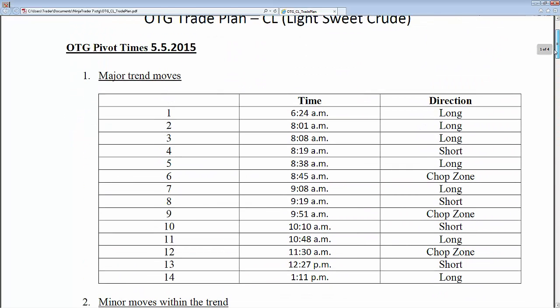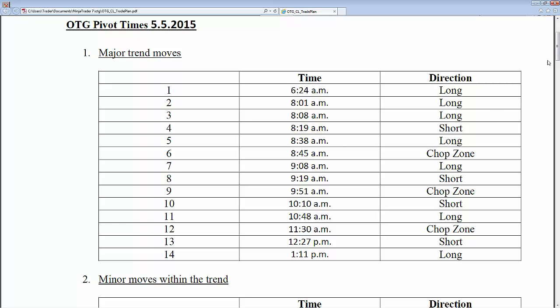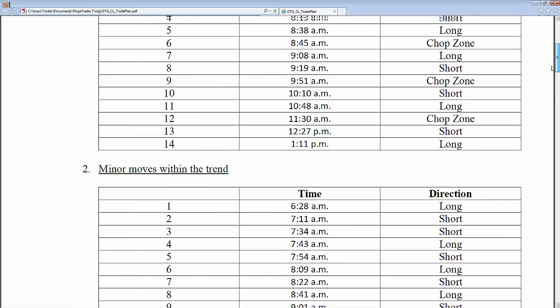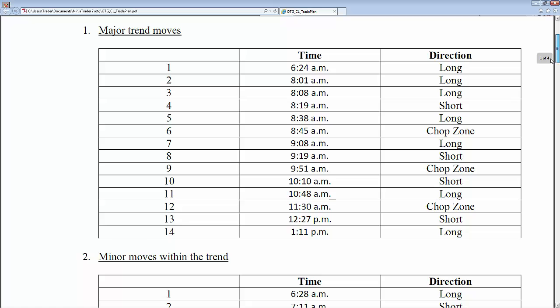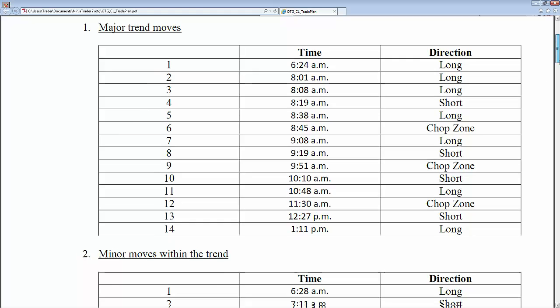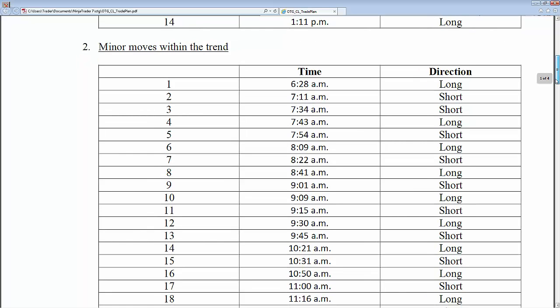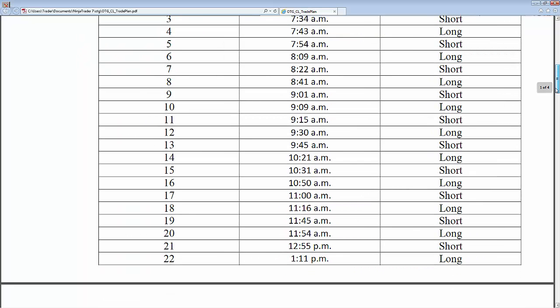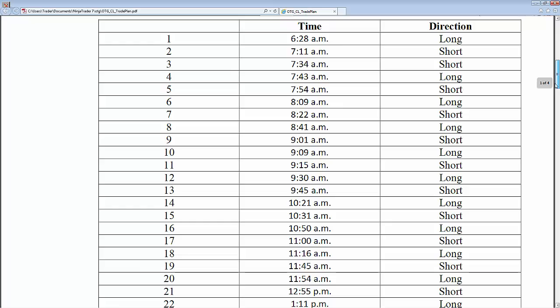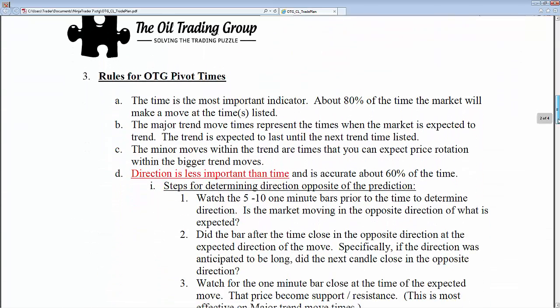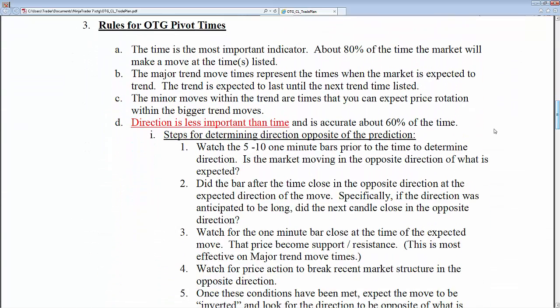And so this is today's trade plan, and it gives you what we talked about a moment ago, the different times of the day that we're expecting major moves. And when I say major, they are moves that should be trending until the next time frame. And then beyond that, we give you the minor moves that we're anticipating to occur within the trend.